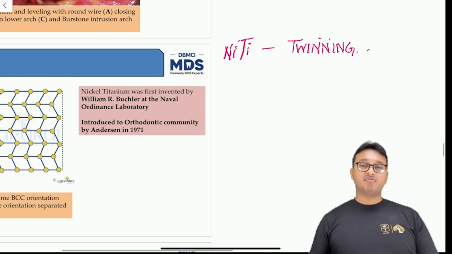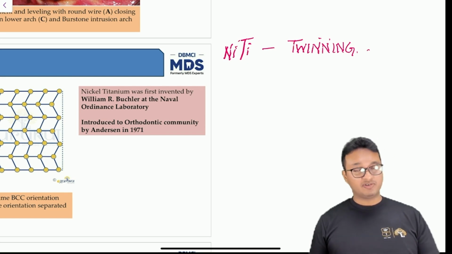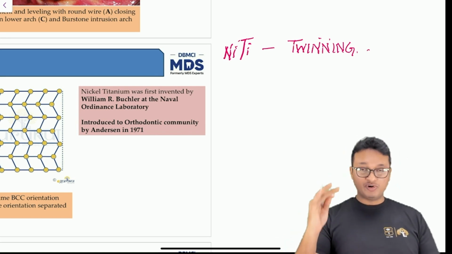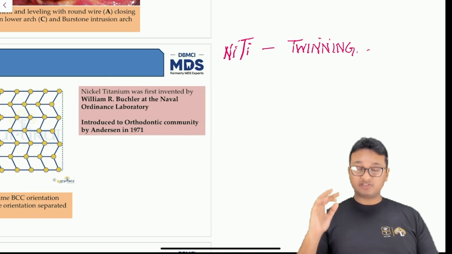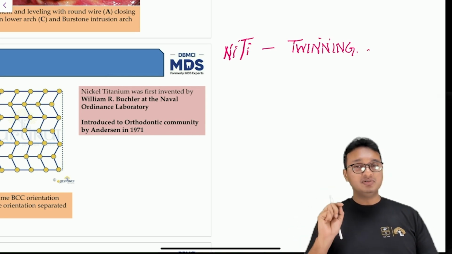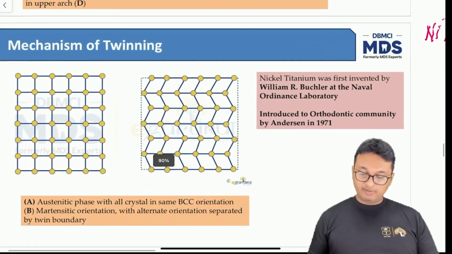I was asked this question in my AIIMS entrance exam, which I got wrong because I was not aware what twinning is. But I made a mistake, and I don't want you guys to make a mistake. That's why I'm telling you, twinning is a property which is unique to nickel titanium arch wires. Okay. Now, what is twinning basically?